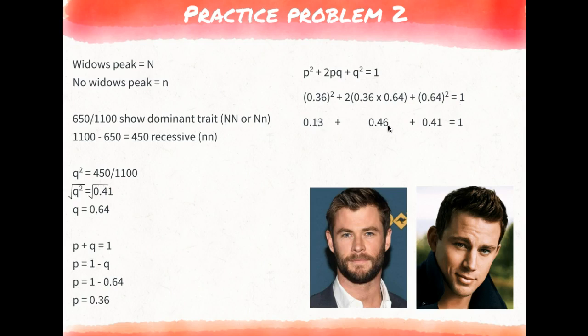So again, you're going to make sure that these three numbers add up to 1. Otherwise, you've done it incorrectly, and I made sure. So that means that 13% of your individuals are homozygous dominant. That means that 0.46, so that's 46%, are heterozygous, and 41% are homozygous recessive. So those are your genotype frequencies, and that's how we solve the second question.